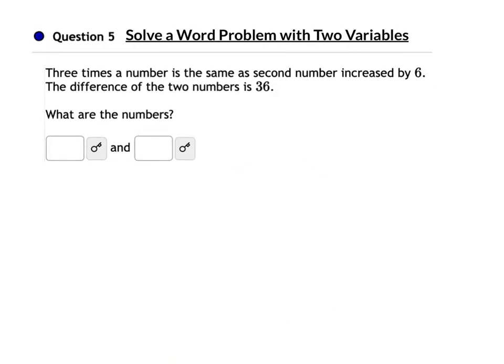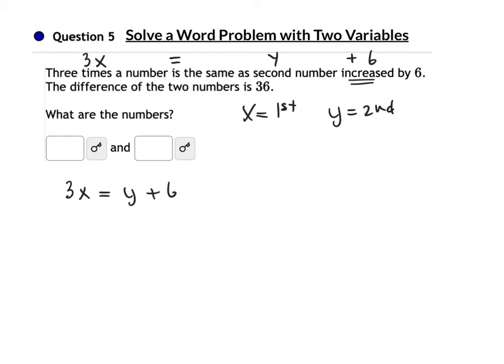3 times a number is the same as the second number increased by 6. The difference of the two numbers is 36. Again, x is going to be my first number, and y is going to be my second. 3 times a number, that's 3x, is equal, the same as the second number, that's y, increased by 6. Increase means add, so plus 6. So my equation is 3x equals y plus 6.